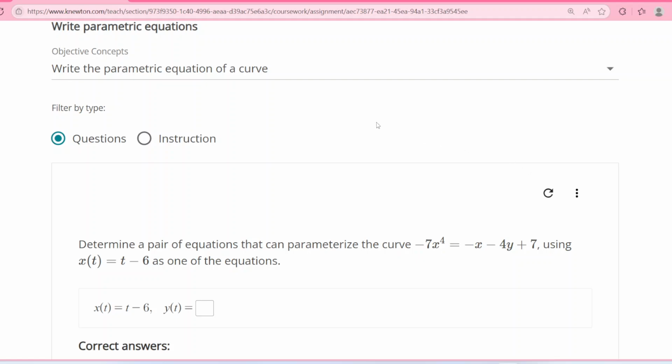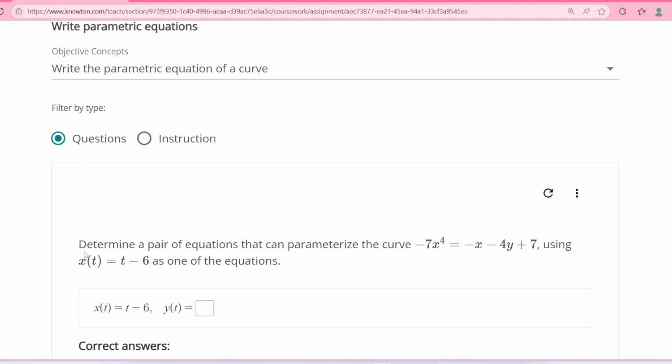Okay. So here we are at Knewton.com. I'm in the instructor mode, just a view of some questions you'll come across when working on Knewton Alta. And we're in this objective, the parametric equation of a curve. And here's the first one, and all the rest that you'll come across in this same objective will be very, very similar to this one.